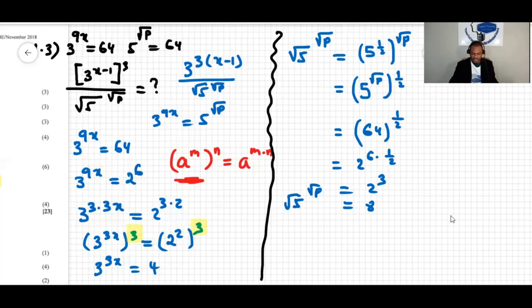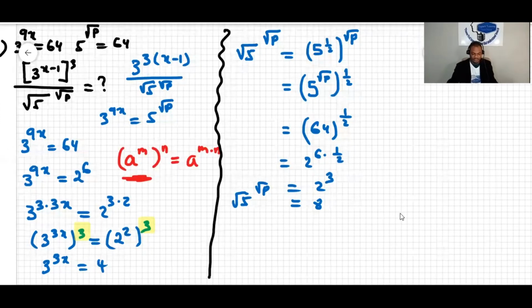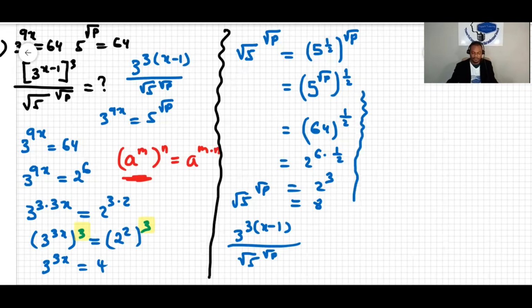Oh, then we can solve this problem. Now we can do this. We had 3 to the power of 3x minus 1 over square root of 5 to the power of square root of p. We can split this like this, and then write this will be equal to 3 to the power of 3x minus 3 over square root of 5 to the power of square root of p, which is just 8, as we found here. This is just 8.